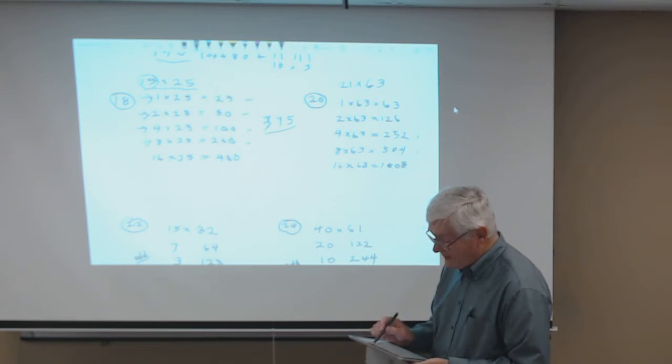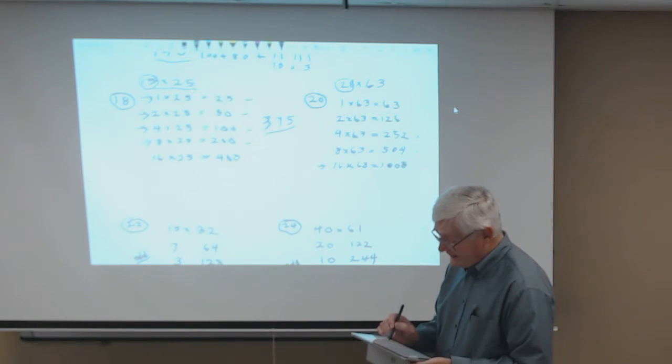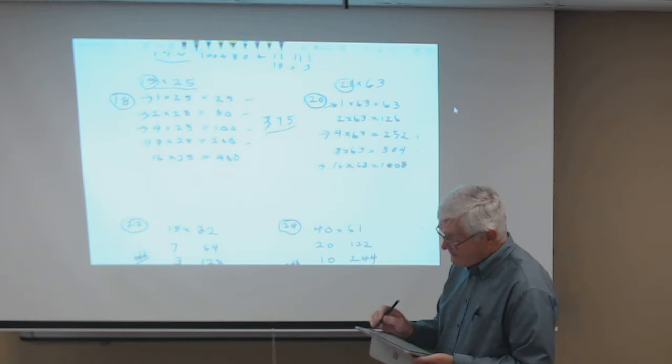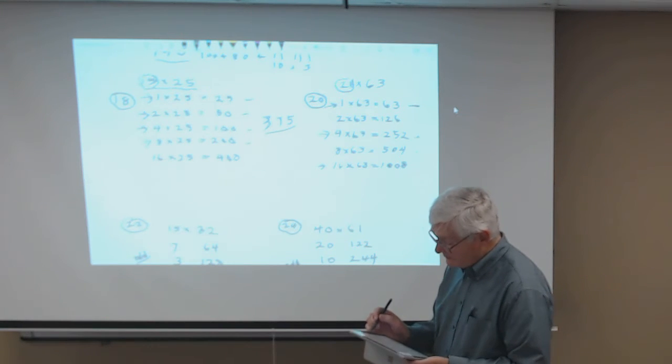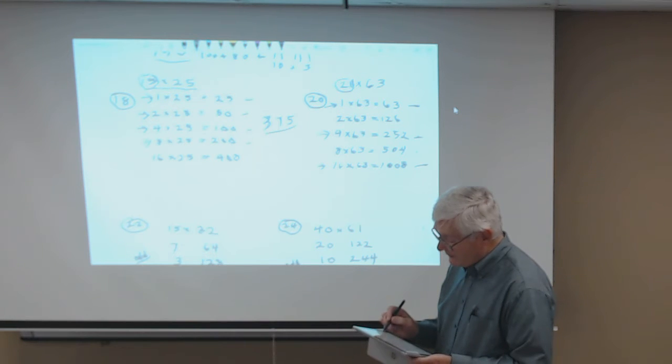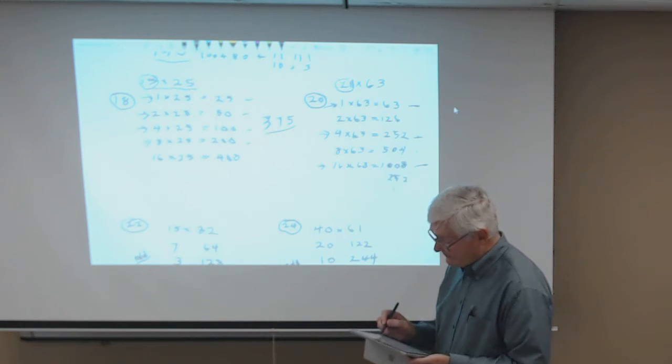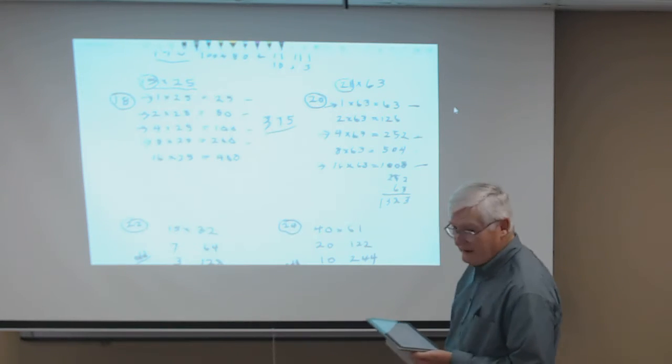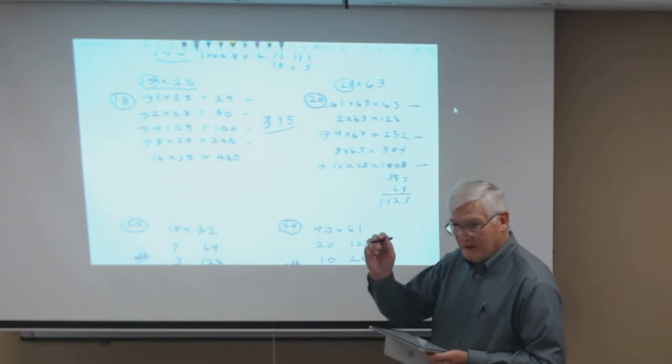Then I'm looking for 21. So I go 16, 16 and 8 would be 24. That's too much. So I go 16 and 4 would be 20, and one more. So what do I add together? This one, and this one. So I have 1,008 plus 252 plus 63. And that comes out to be 1,323. Is that what you get when you punch in your calculator?